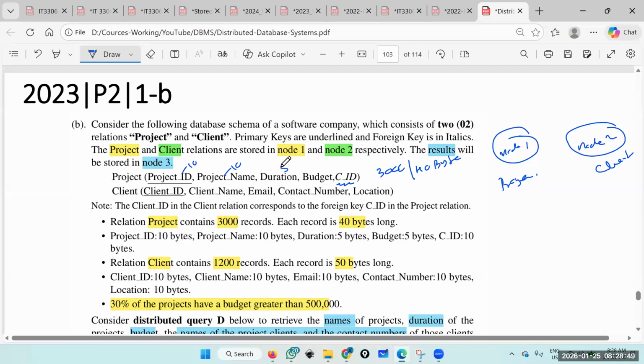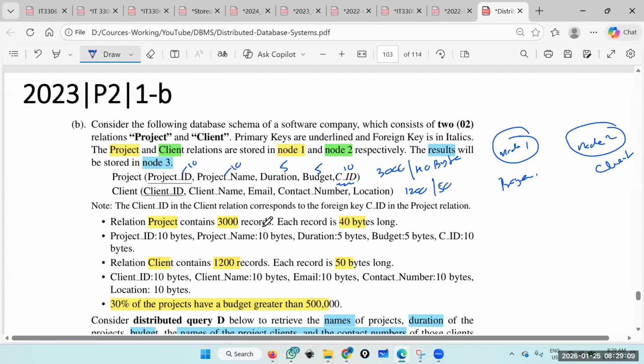Duration is 5 bytes. Budget is 5 bytes. CID is 10 bytes. Relation client contains 1200 records. Each record is 50 bytes.